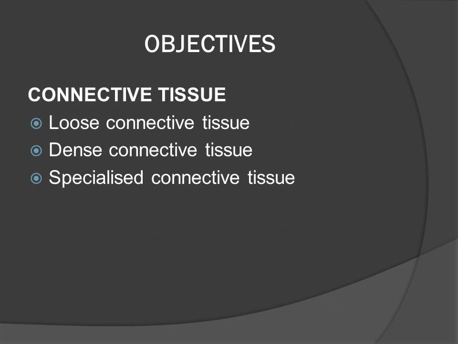So today we are discussing the connective tissue. The connective tissue is mainly classified into 3 types: loose connective tissue, dense connective tissue, as well as specialized connective tissue. Of these 3, today we are supposed to discuss the first 2, that is loose connective tissue as well as dense connective tissue. Clear?